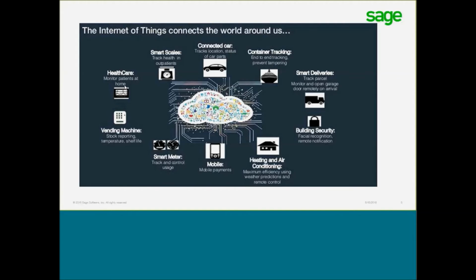And this is set to expand. So the expectation is that by 2020 there will be more than 20 billion objects connected through the Internet using Internet of Things technology, which is huge.